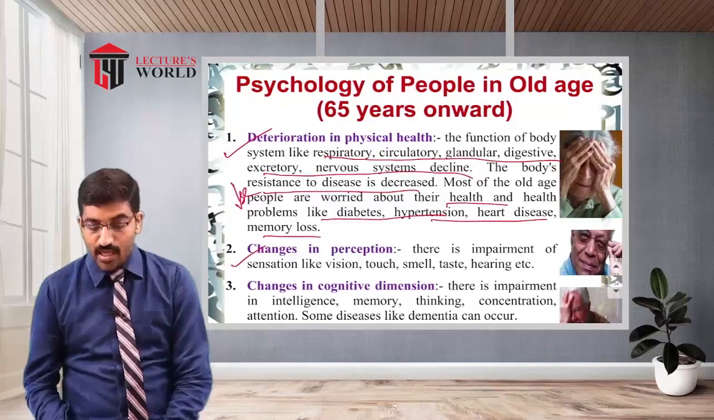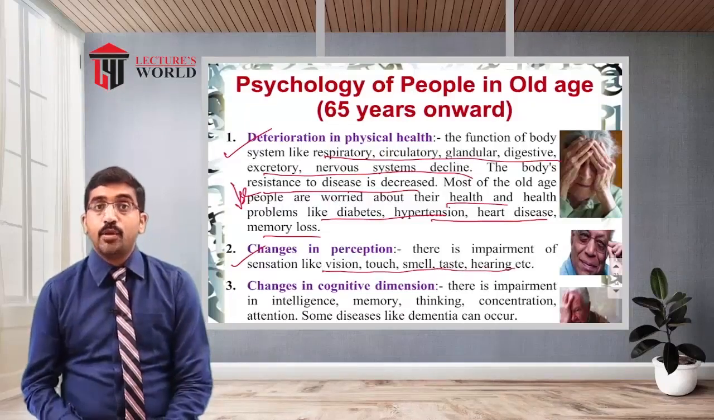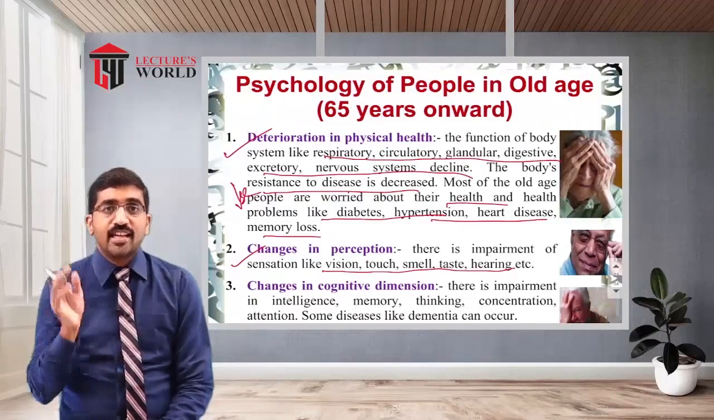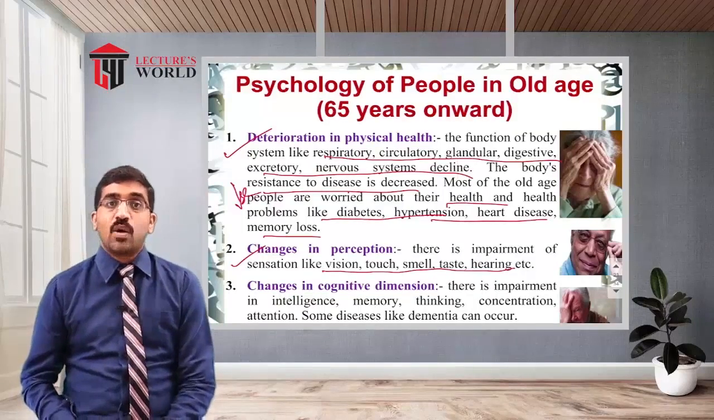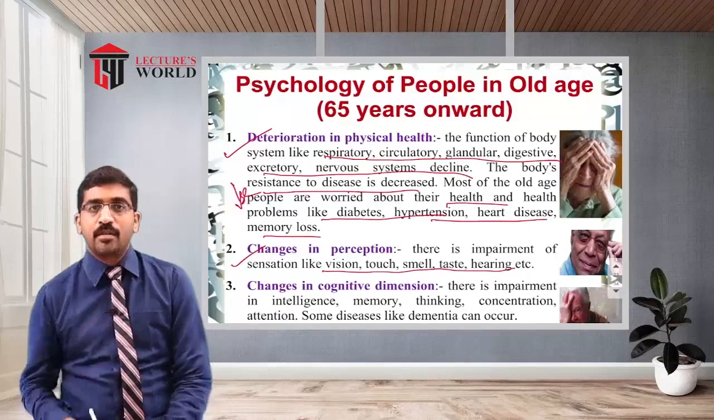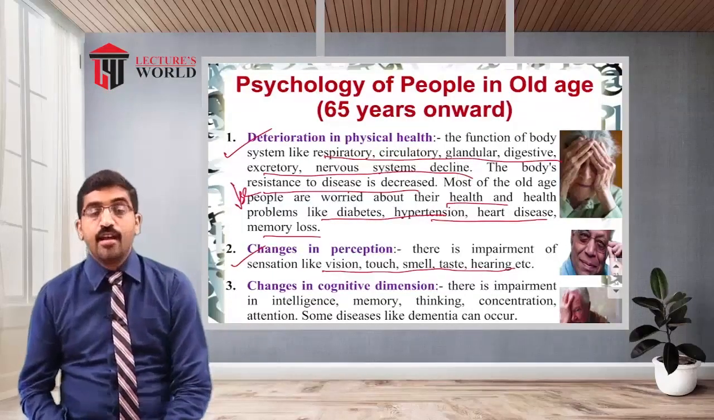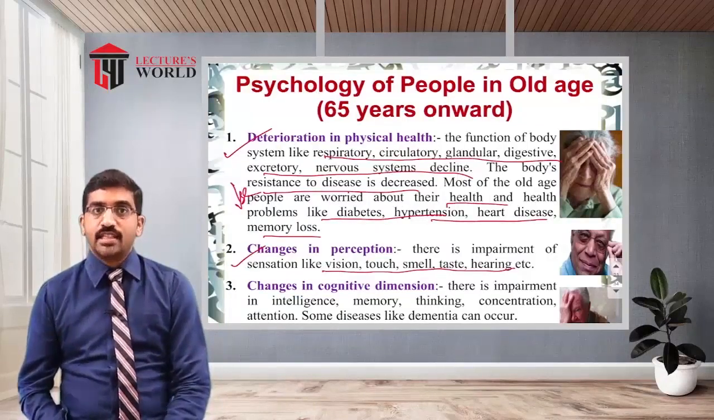Changes in perception. Some people will have impairment in vision, touch, smell, hearing. They may lose their vision. In old age people cannot hear properly, so psychologically they will also be down, because their children will shout at them, "I am telling you 100 times but you cannot listen to me, this is your problem, okay chalo we'll go to the doctor," like that. This is not fair. We have to understand these are changes because of physiological degeneration.